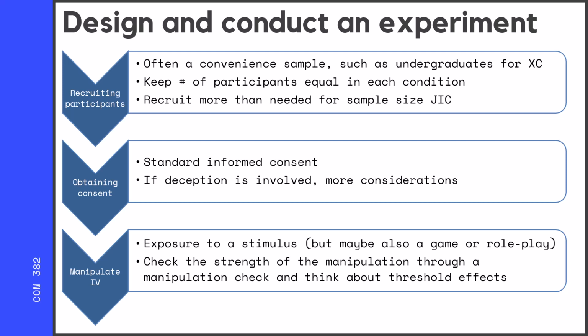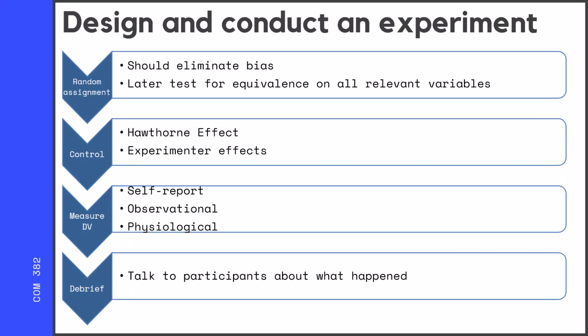Also, threshold effects. Sometimes the effect of the independent variable on the dependent variable only happens if the manipulation is really strong. So it's important to pilot and pre-test these things, but these are just things that you look at when you're manipulating something. So remember, random assignment's key. It should eliminate any biases, and you can later test for equivalence between the various condition groups on all relevant details. You can also do these matched pairings, but it's not as good as random assignment. Again, remember, let's not mix up random sampling with random assignment.